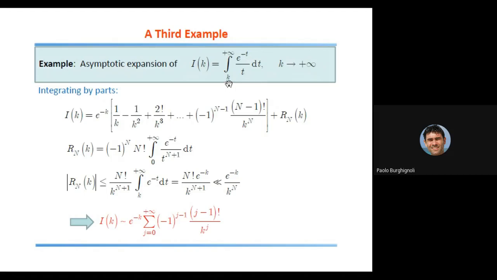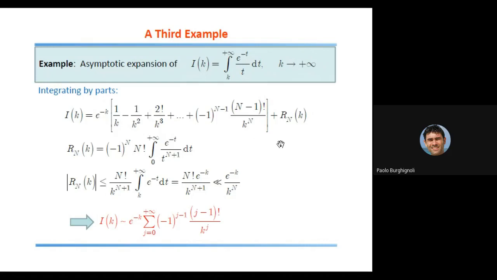Again, we can integrate by parts, which is a powerful technique many times, as in these examples. And what you get if you do that n times is this quantity inside the square brackets, which is a sum of terms 1 over k, 1 over k squared, and so on. This is multiplied by the exponential e to minus k, and then there is again a remainder, which can be written in this integral form, and again it can be estimated, discovering that it is much smaller than the last considered term in this expansion, so the exponential e to minus k divided by k to the nth power.